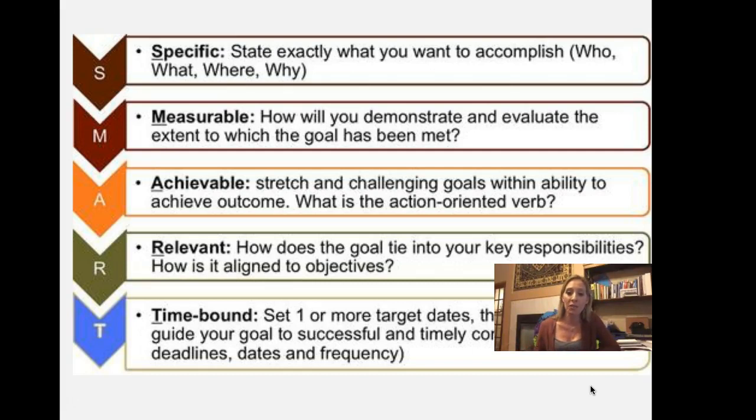All these important areas a student needs to learn about. And then time bound. We need to have a set of one or more target dates by which the goal should be successfully and timely completed. So this is something that gives us benchmarks basically for when we know something should be met. All of these components are essential for a good goal. Believe it or not, I have seen more bad goals than good goals, unfortunately.